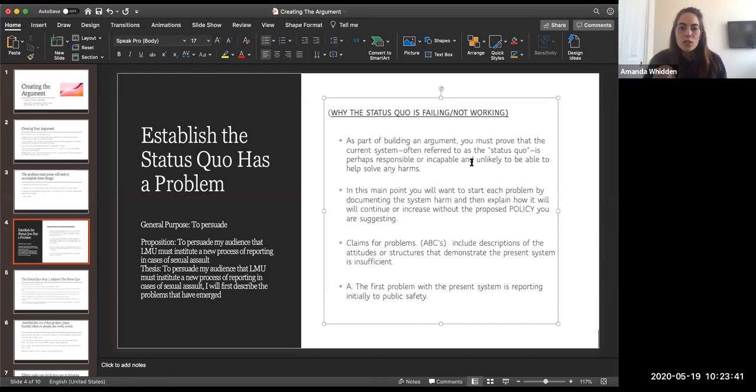As part of building an argument, you're going to need to prove that the current system, referred to as the status quo, is responsible for, incapable of, or very unlikely to be able to rectify the problem. At this point, they have caused damage. It's going to keep going on and we need hope. And that's what your policy is. So you're going to want to start each problem by documenting the system harm. And that's what you're going to be doing in that A, B, and C. And then you're going to continue to explain how that's become terrible and how it may even only develop to become worse should we not have your policy.